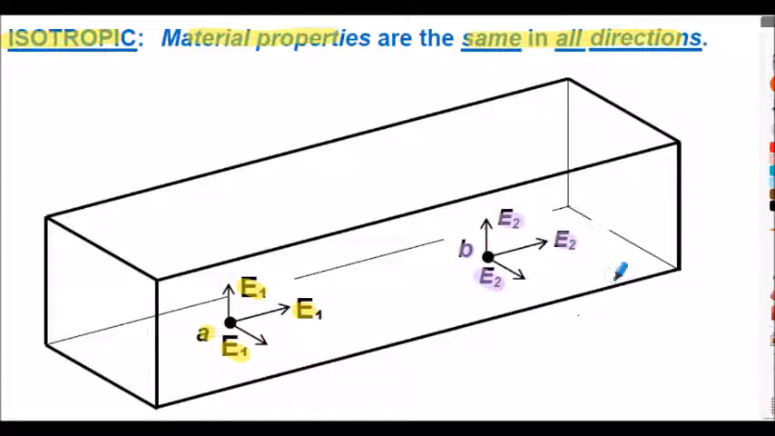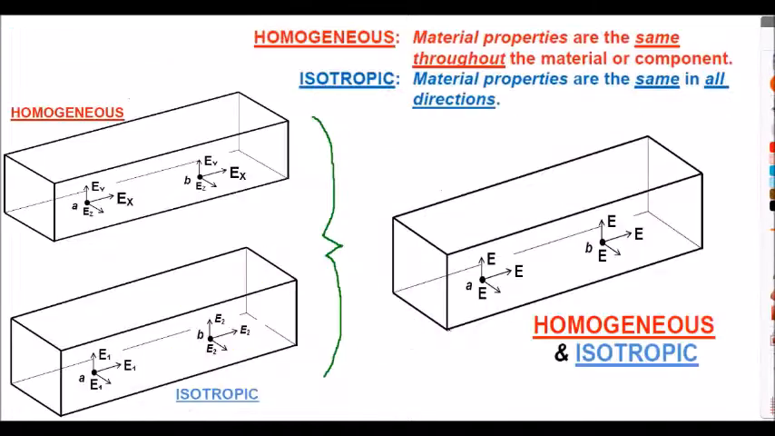So isotropic means that at a particular point in the structure, point A, the material properties, the elastic modulus in this case, are the same in all directions. If I go to point B, again I've got elastic modulus the same in all directions, but it's a different elastic modulus to what I had at point A. So that's isotropic. What we try and do is put those two together.